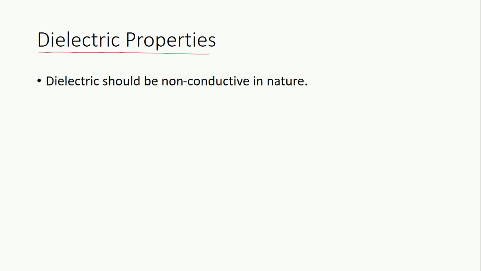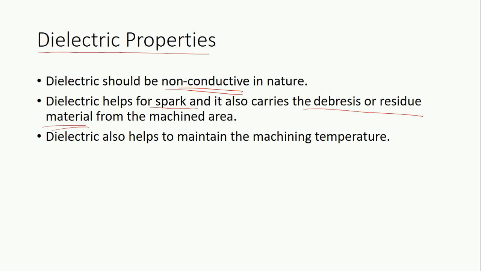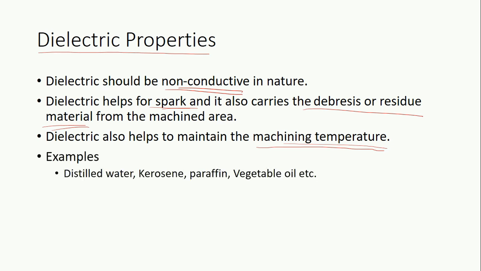Another important thing is the dielectric material property. First, it should be non-conductive in nature, as I told you earlier. It should help in the spark, and it also carries the residue material from the machining area. Third and most important, it maintains the machining temperature. If the temperature is high, it can damage the workpiece or the machining process. Examples of dielectrics are distilled water, kerosene, paraffin, vegetable oil.